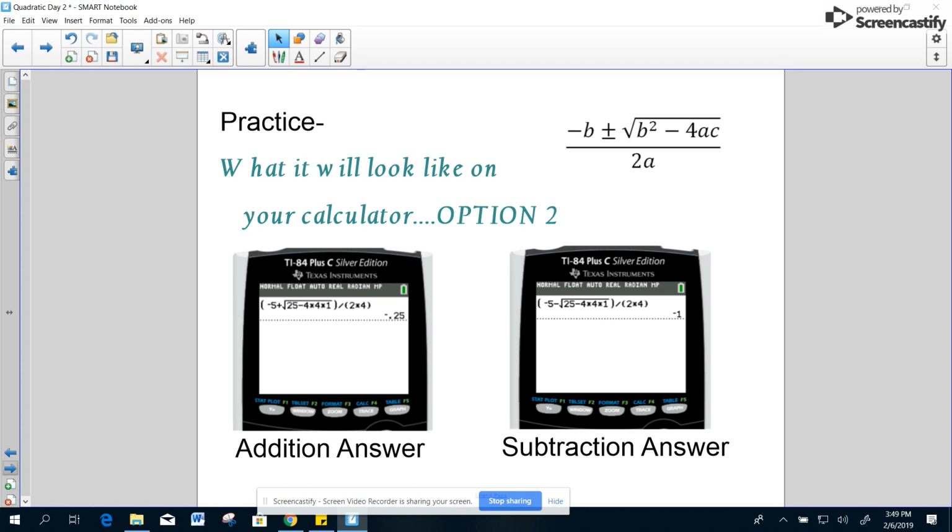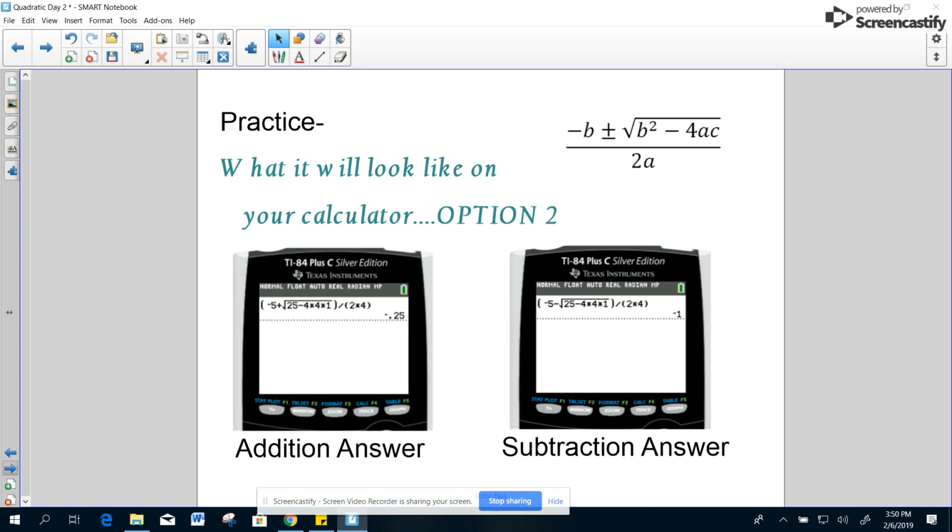Option 2, you are going to notice is very similar. There are fewer parentheses as the calculator shows that the square root bar will continue over the discriminant. Notice that the square root bar continues all the way from 25 minus 4 times 4 all the way to times 1. Again, no matter the mode of your calculator, you should end up with solutions of -0.25 when you use the addition sign. And then when you put subtraction in, you should end up with a -1.